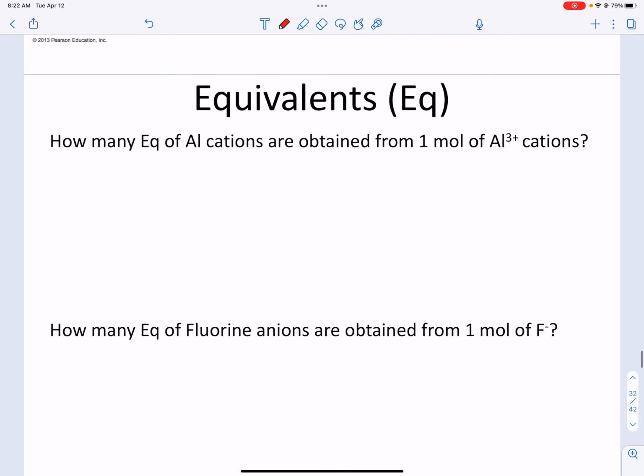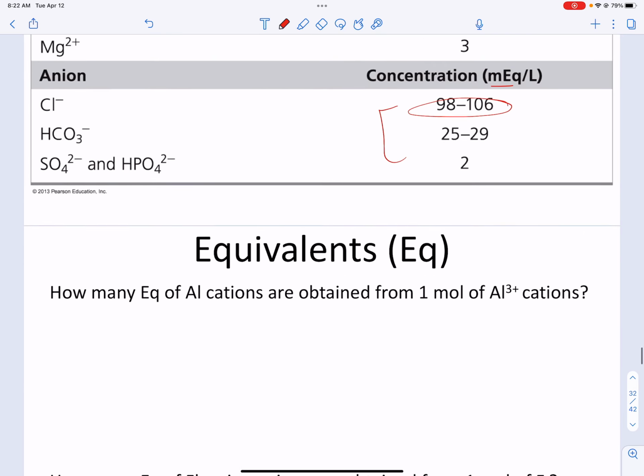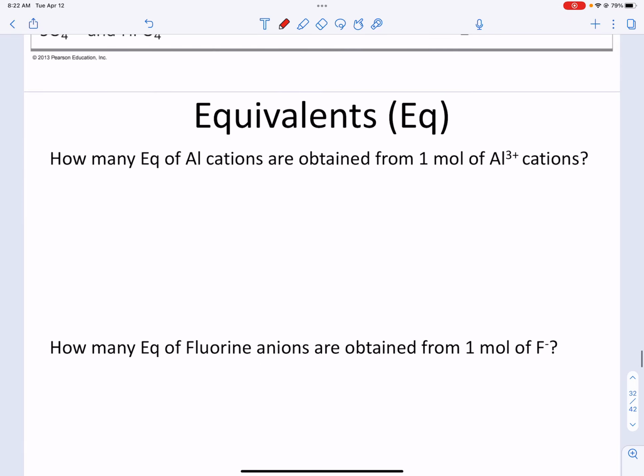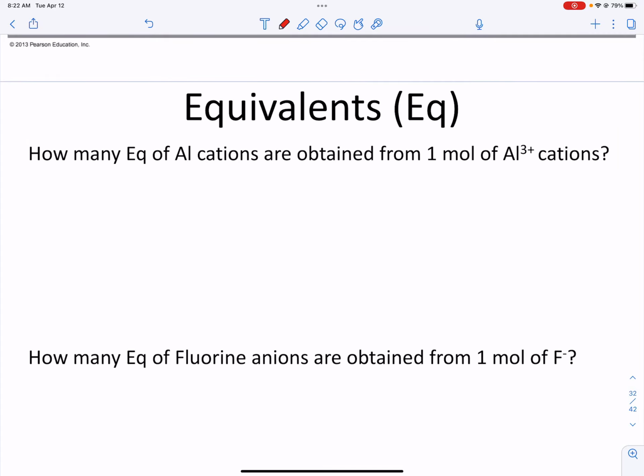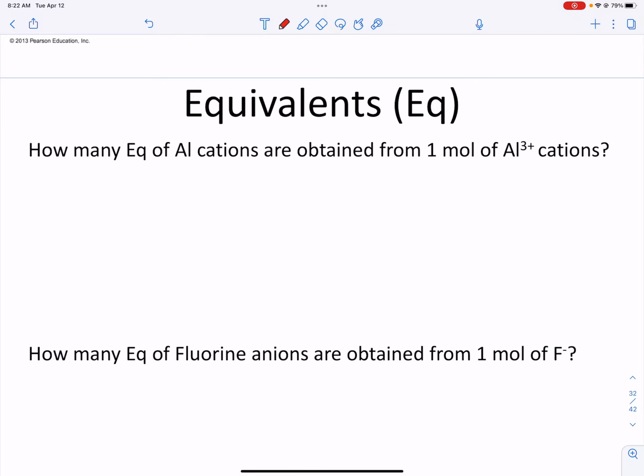All right, I want to work another problem or two on equivalence, and then we're going to get to our very last topic, which is osmosis. We're going to have to skip a few slides to get there. Okay, how many equivalents of aluminum cations are obtained from 1 mole of plus 3 cations? So again, you're going to say I've got 1 mole. And I'm going to say times, I've got a positive 3, so I've got 3 equivalents.